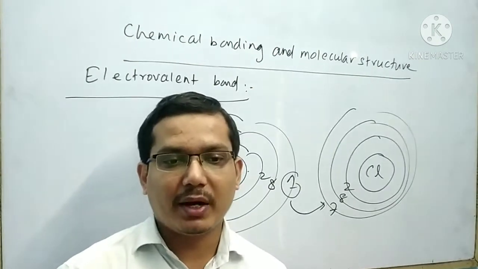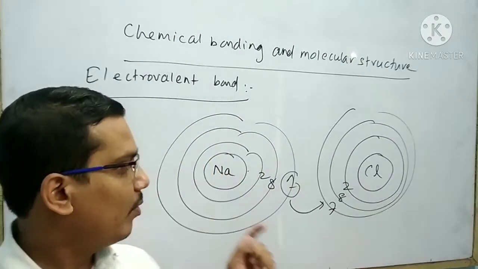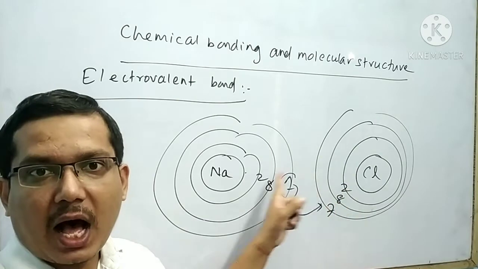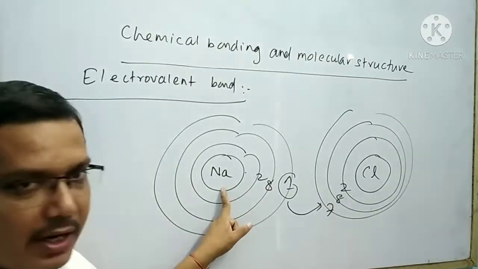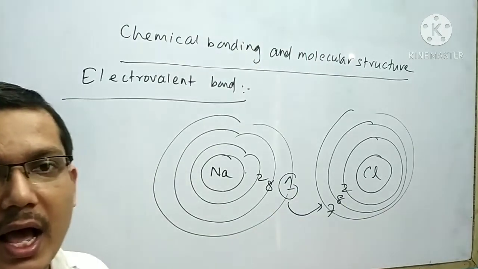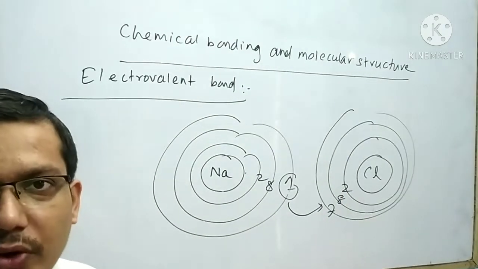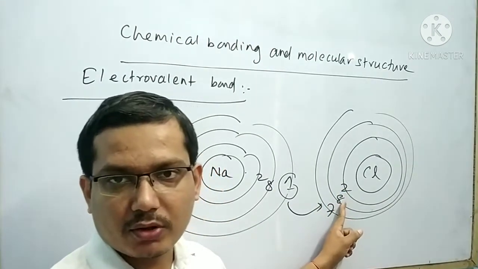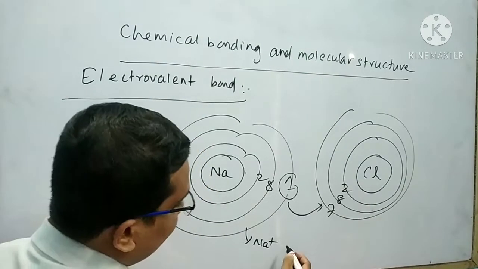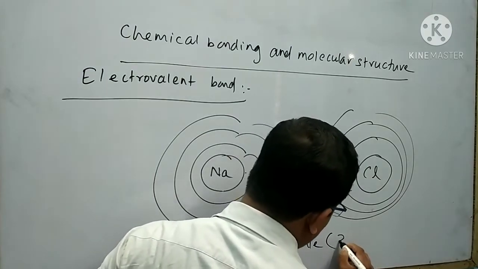Then what is the meaning of electrovalent bond? The bond which is formed by the transfer of one or more electron from one atom to another is called electrovalent bond. When these atoms approach each other, then what will happen? Sodium atom transfers an electron from its valency shell by ionization to the valency shell of chlorine atom which has more electron affinity. By such transfer of electron, sodium atom changes to Na plus ion and acquires the stable electronic configuration of neon atom, because neon has electronic configuration 2 8.